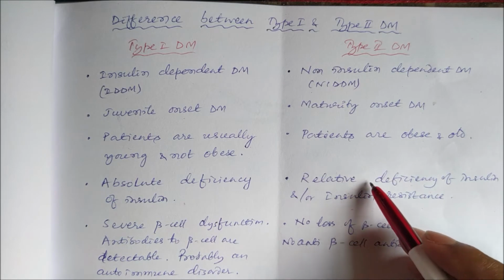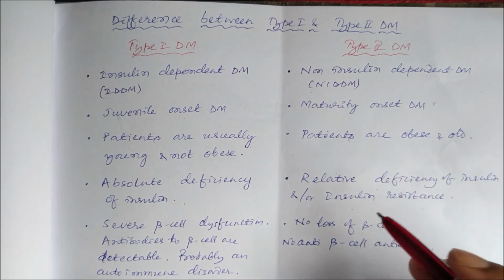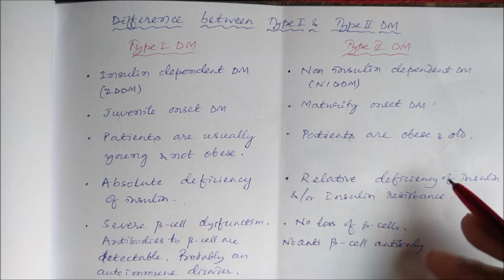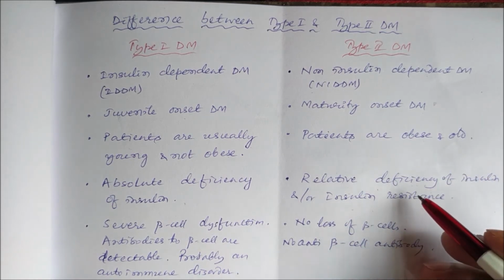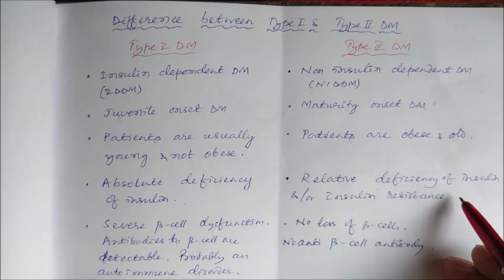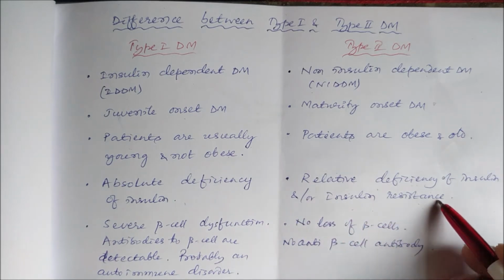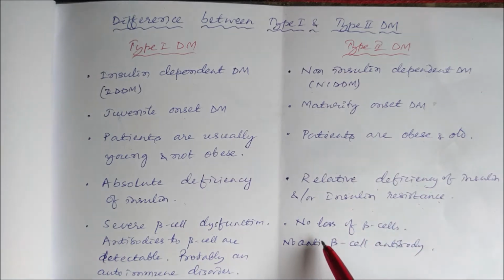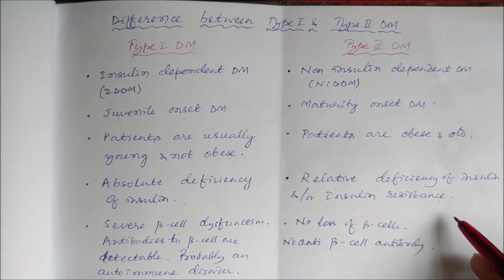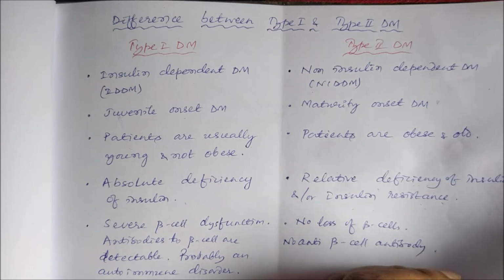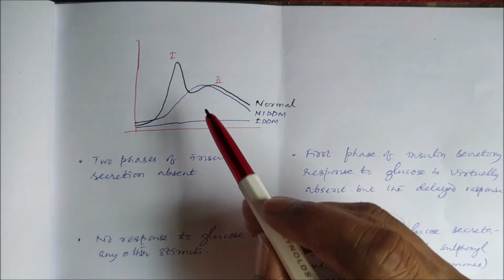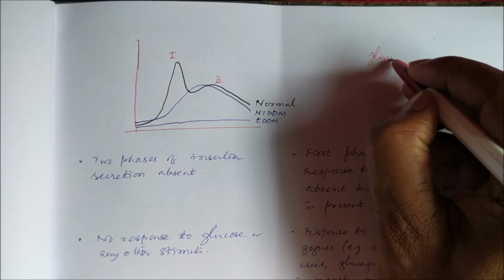So either there may be relative deficiency, that means beta cells are there but beta cells are not producing sufficient insulin, or there may be insulin but insulin is not able to do its function, so there is insulin resistance. So these two may be the cause of type 2 diabetes mellitus: relative deficiency of insulin or insulin resistance. So both the causes can also be there. So the beta cells are intact, no beta cell antibodies are found, and the beta cells are dysfunctional or non-functional.